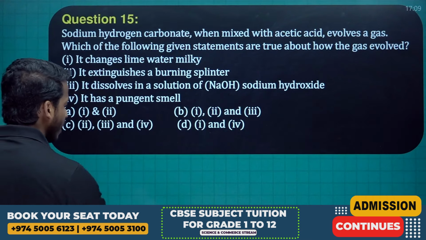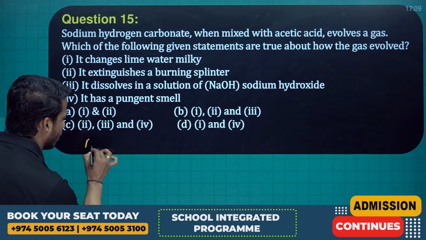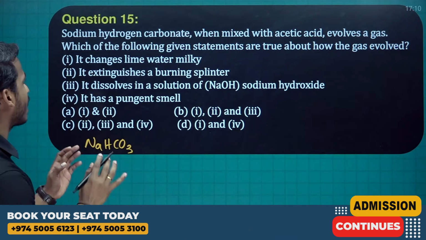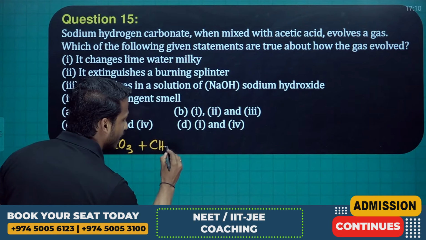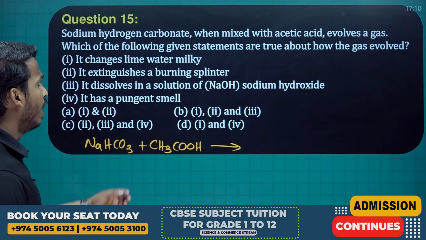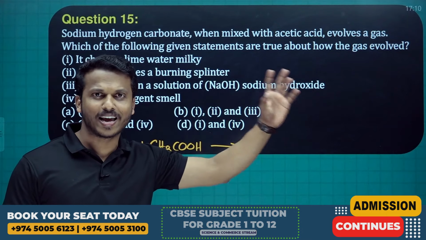Next one, sodium hydrogen carbonate. What is sodium hydrogen carbonate? Sodium hydrogen carbonate is NaHCO3. Sodium hydrogen carbonate when mixed with acetic acid. What is acetic acid? CH3COOH. Okay, let them mix it. It evolves a gas. So, let us find the gas first, right?